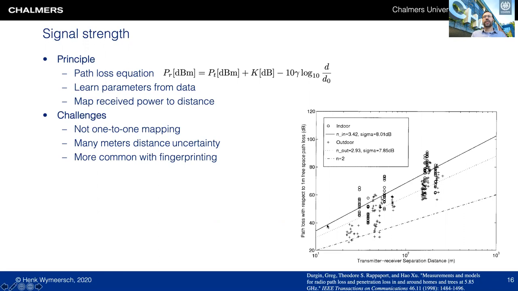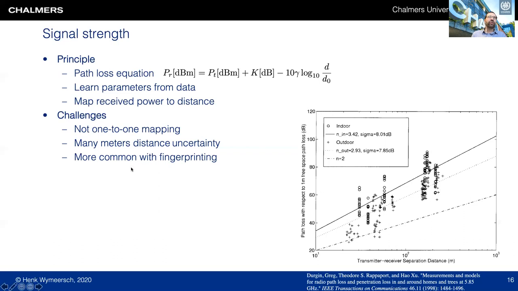And you could imagine that, given the received power, I can solve for the distance. This is true in a vacuum, but not in any real environment. What this figure shows is that for any distance, there are many received powers that you could have, depending on the propagation environment. So there's no one-to-one mapping. You would have very large uncertainty on the distance based on the received power.